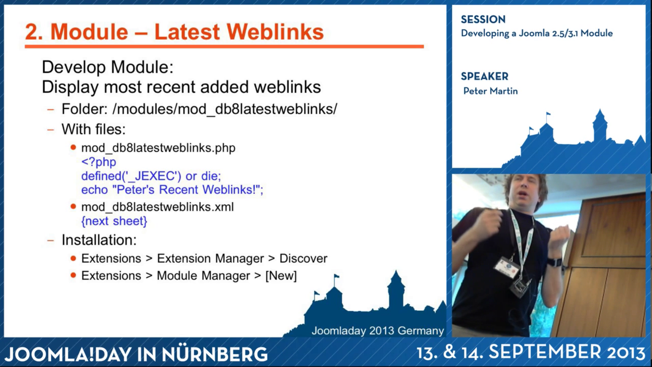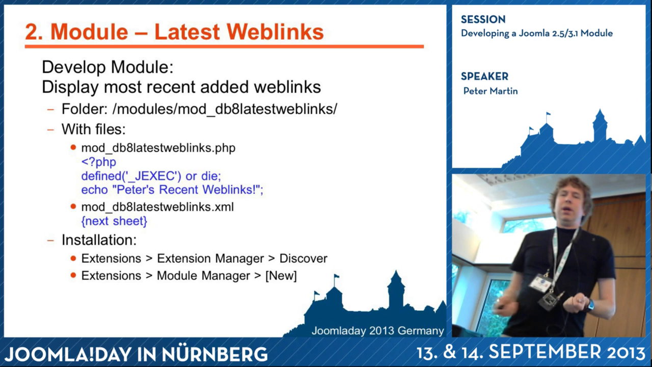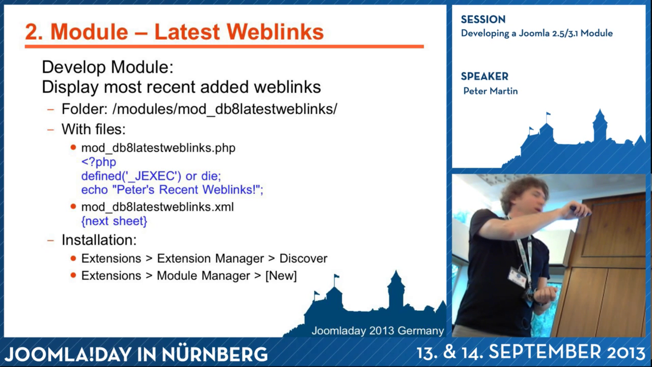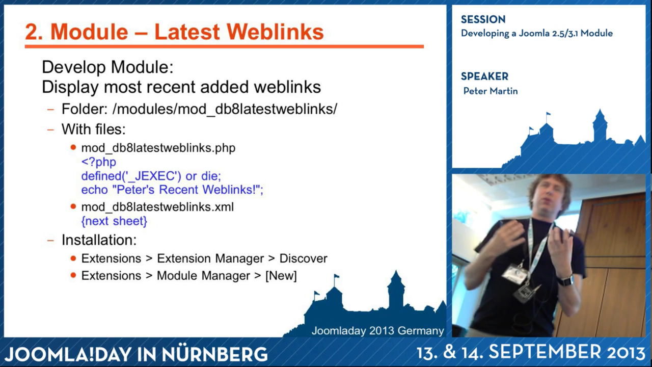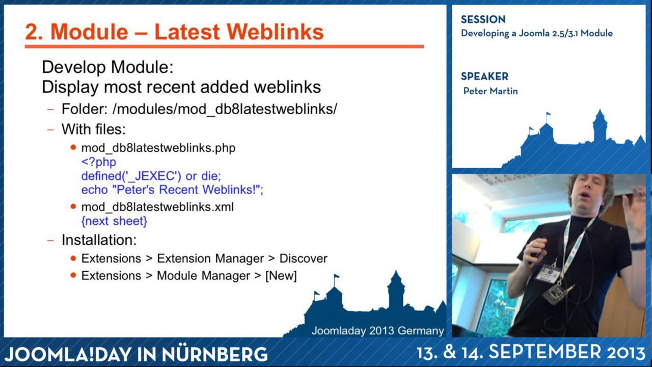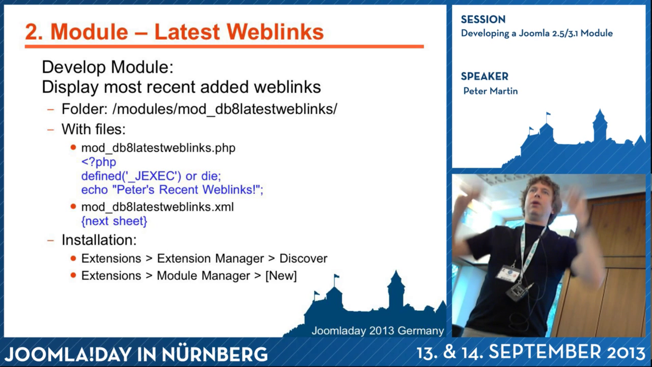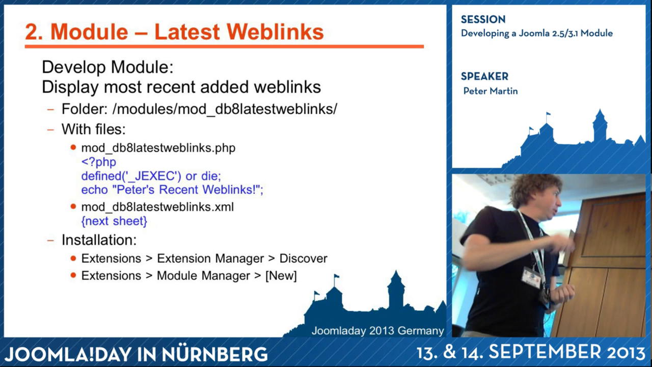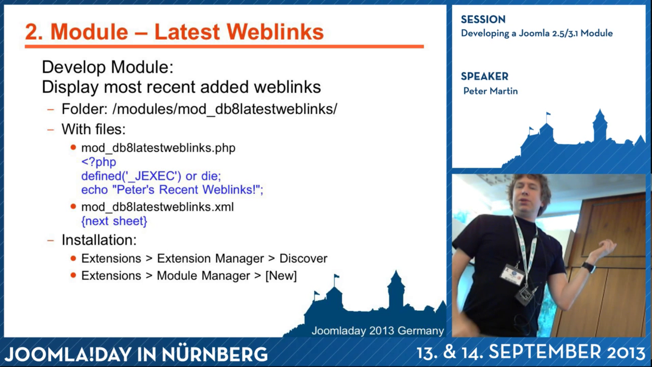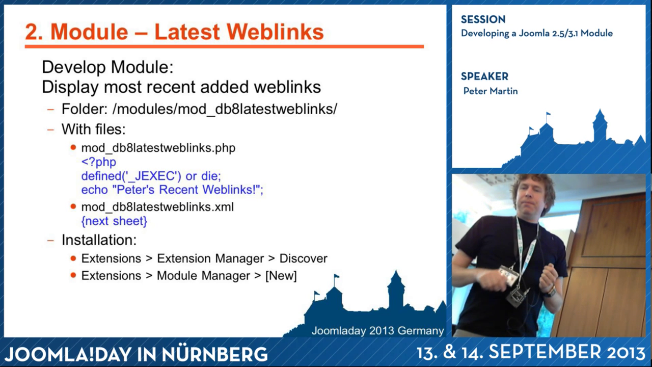So I started with one file, which is db8 latest web links.php, and I just put these two lines in it. The first line here says jexec. It's a mechanism to check if Joomla retrieves this module or if it's retrieved externally using the URL, because you don't want that. So it's a protection, and this just shows one line of code. The XML file is on the next page.